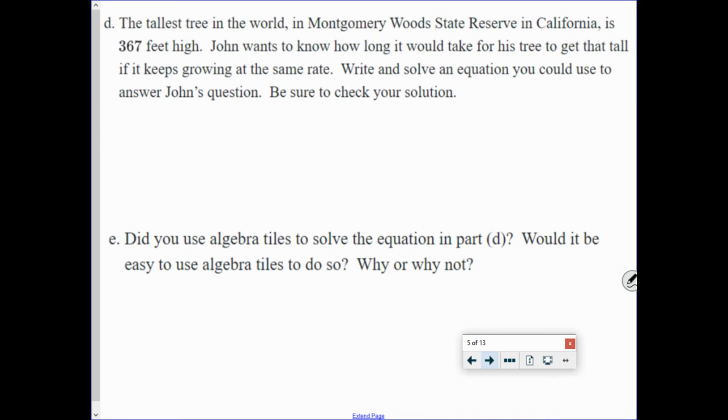Letter D. The tallest tree in the world, the Montgomery Woods State Reserve in California, is 367 feet high. John wants to know how long it would take for his tree to get that tall if it keeps growing at the same rate. Write and solve the equation you could use to answer John's question. Be sure to check your solution. Okay? Now there's a couple things to point out. First of all, look at the facts. 367 feet high, okay, grows at a constant rate. Write and solve an equation you could use to do it. Write and solve, and then be sure to check your solution. Ooh, there's a lot to this one.